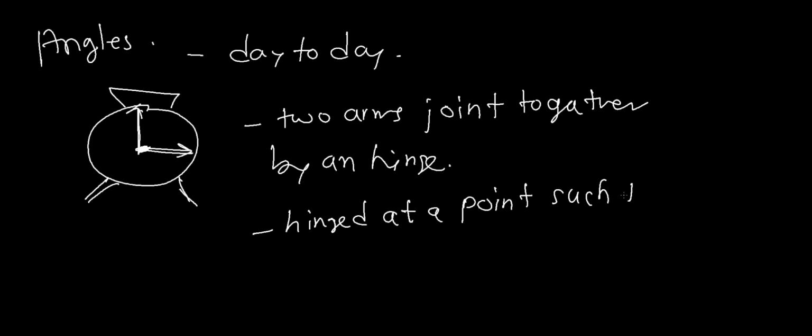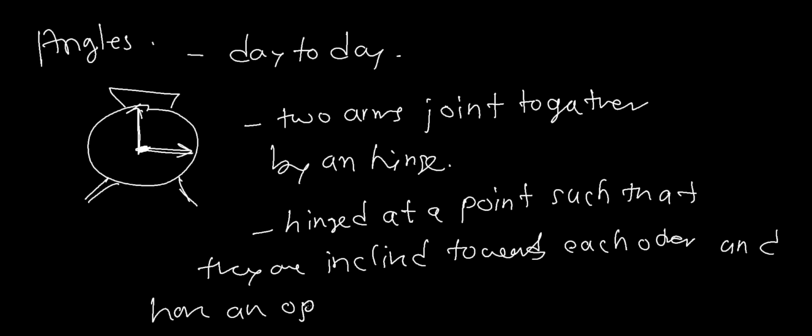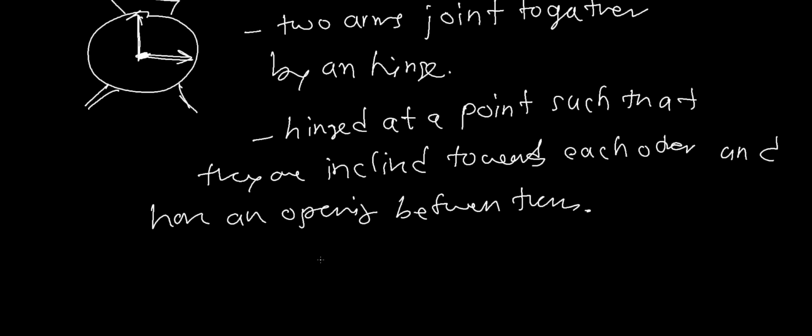They are hinged at a point such that they are inclined towards each other and have an opening between them. So these objects give us the idea of an angle in geometry.